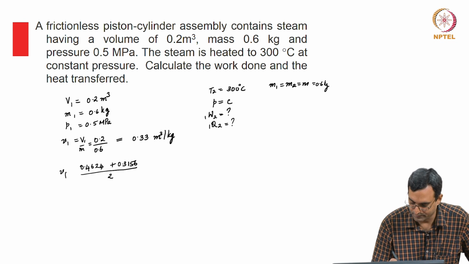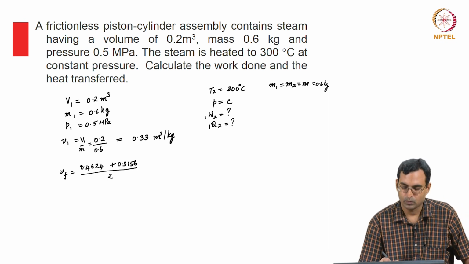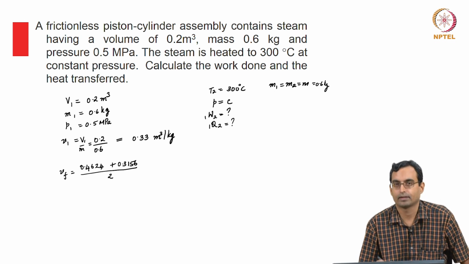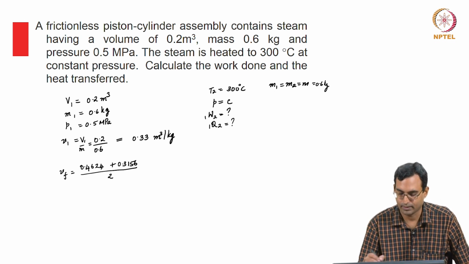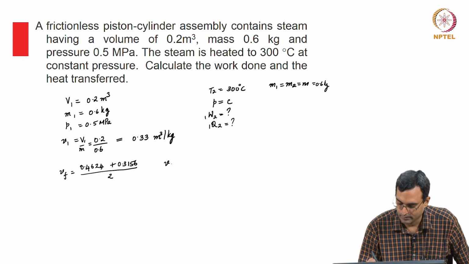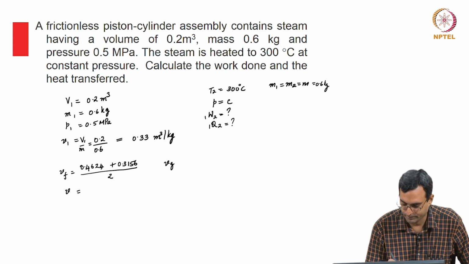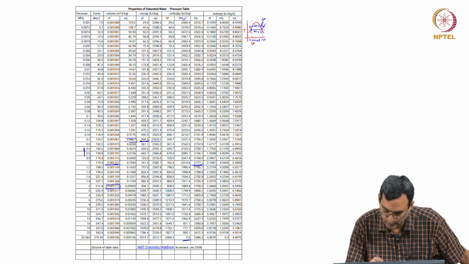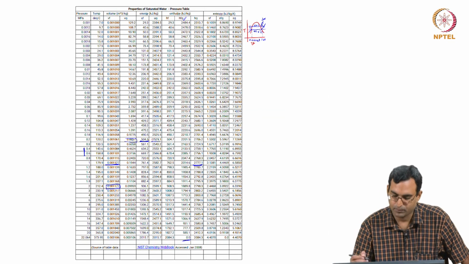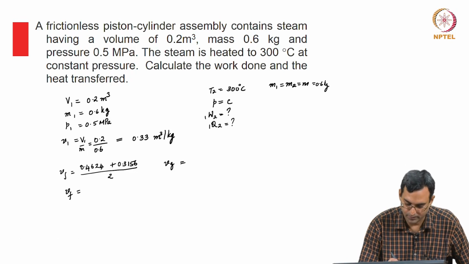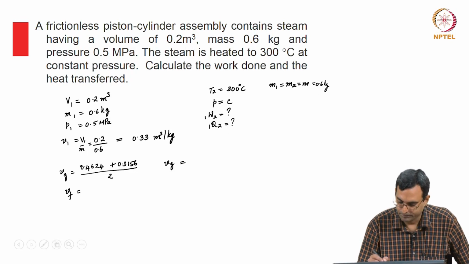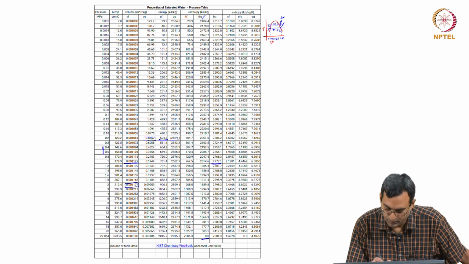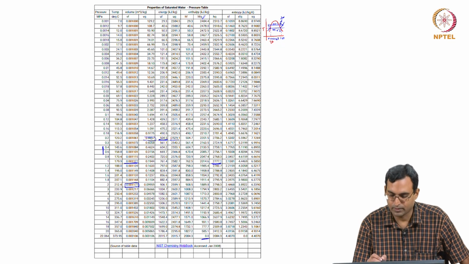This will be my Vf. I am taking the value at 0.4 megapascal and 0.6 megapascal and dividing by 2, linear interpolation essentially. And Vg I am going to take 0.4624 and 0.3156. Sorry, I have written the Vg values here. Vf I need to take 0.001084 and 0.001101.